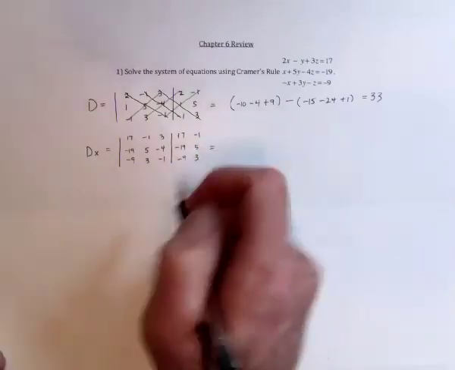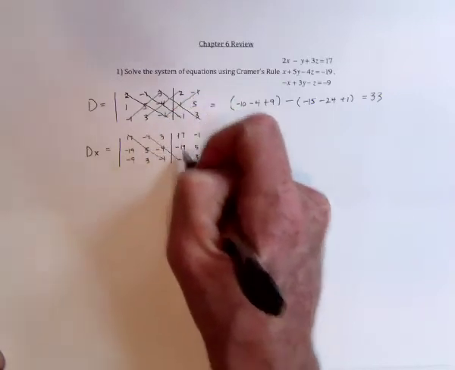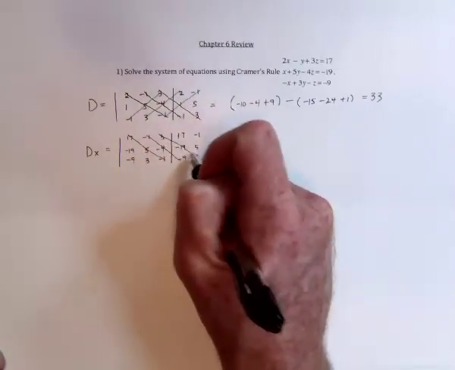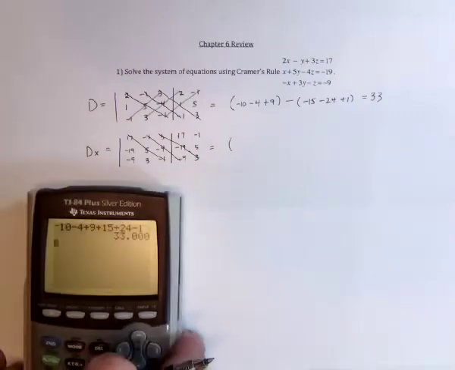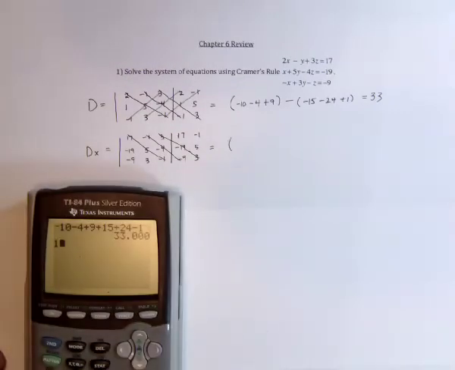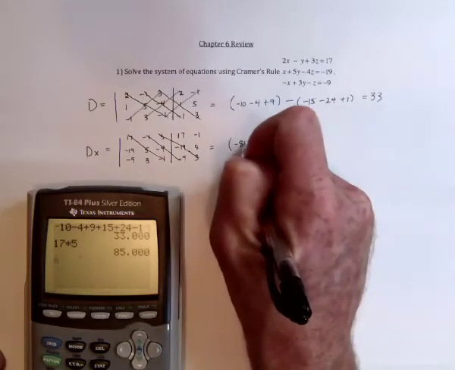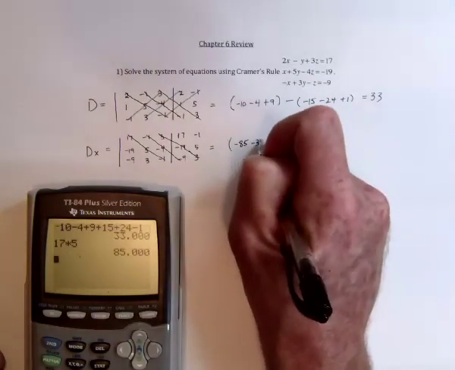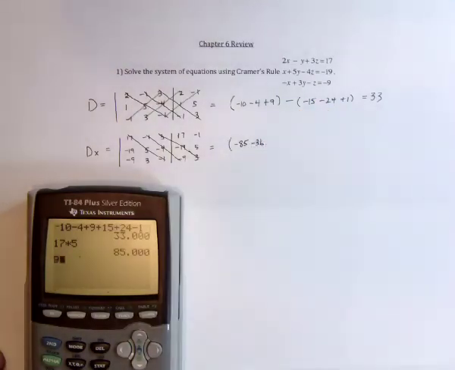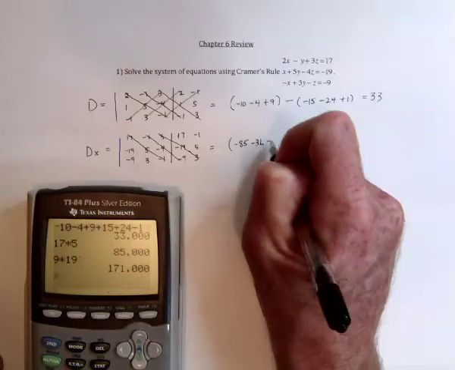Alright, we're ready. So here's the main diagonals. Numbers are going to be a little bit bigger this time. 17 times 5, I think that's 85. So the first one would be a -85. Next there would be -36. And then 9 times 19 is a 171 negative.